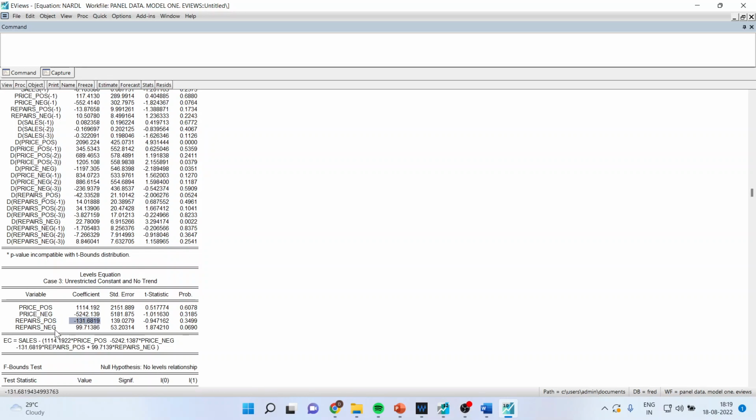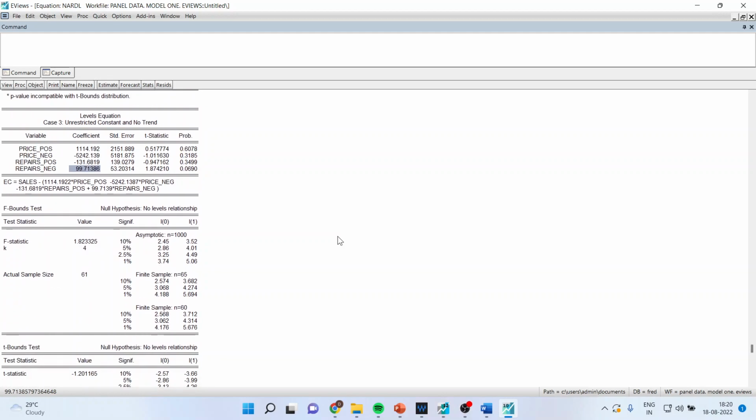Now this is positive and this is negative, this is negative and this is positive. So any increase in repairs will decrease the sales by 131, and any decrease in repairs will increase the sales by 99.71. Okay, so here if price positive is increasing, the sales will increase. But if price negative, if the price is dropping, so this negative and this negative, your sales will increase by 5242, which is quite legitimate, right? Here, repairs positive means any increase in repairs will decrease the sales by minus 131. And any decrease in repairs will increase the sales by 99.71. I hope things are quite clear.